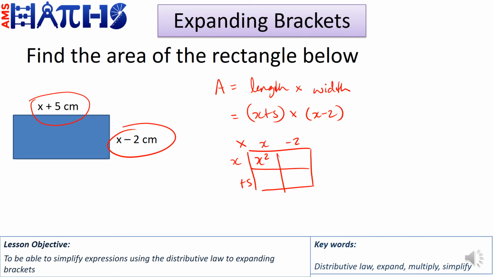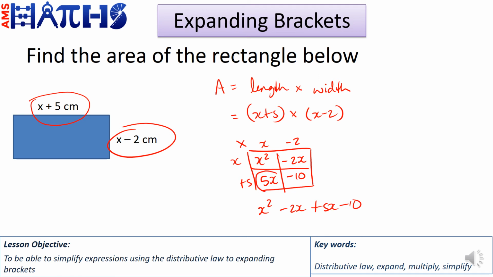Then we'll multiply x times x, which gives us x squared. x times minus 2 gives us minus 2x. 5 times x is 5x. And 5 times minus 2 is minus 10. Then we just need to write out the terms that we got: x squared minus 2x plus 5x minus 10.